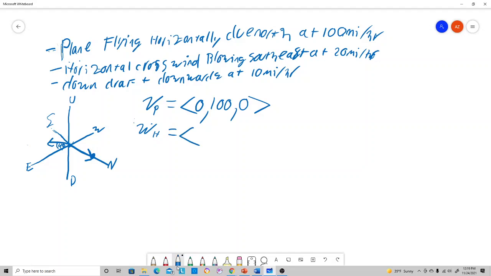Okay, so what are the components? The components of these are a little different. We have to use a trigonometric relationship that exists between here and here. Because the angle is right here, we can say this is sine, and we can say this is cosine. So with the cosine, that's 45. Sorry, that's 20 times cosine of 45 degrees.